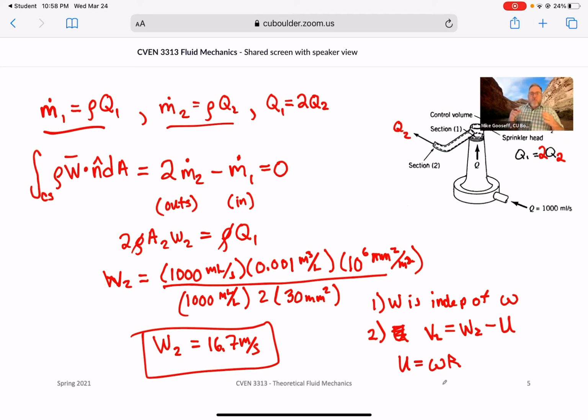So that part where we were given the information about the angular velocity, we could end up ignoring in this case. We will use that in the future. I think we're coming back to this problem next week when we'll look at linear momentum instead and start to think about forces. So for the purposes of just looking at mass balance, all we needed was W here, the velocity of the water coming out of the nozzle.